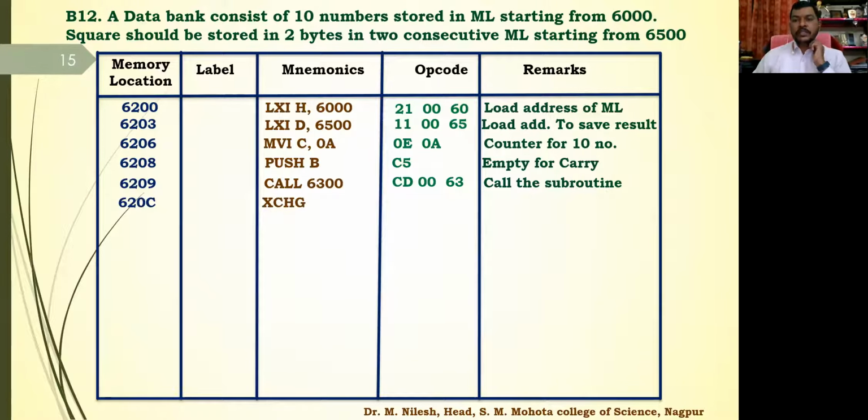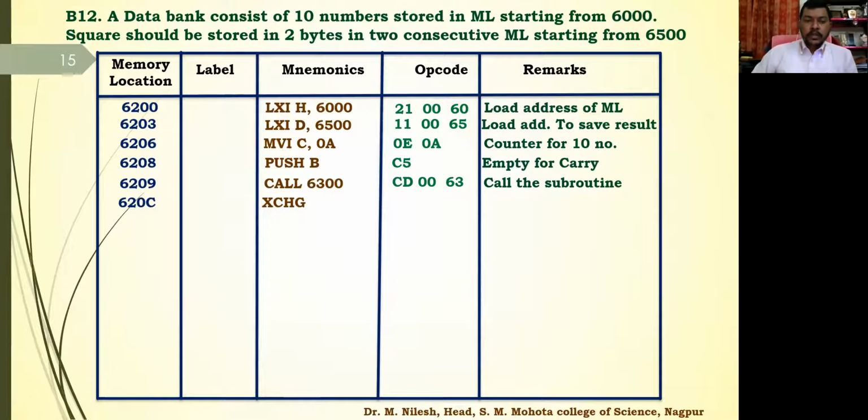Now, why have we done the exchange? We have exchanged the contents of register pair DE and register pair HL so that we can store the result which is obtained. Now, the result is in register C, the carry, and register A, the accumulator. So we have both the result as well as the carry in registers A and C respectively.